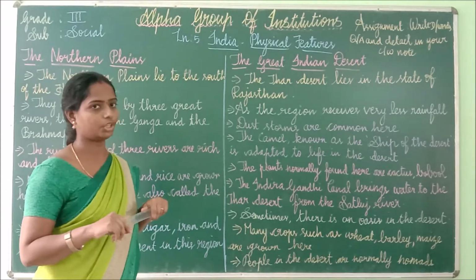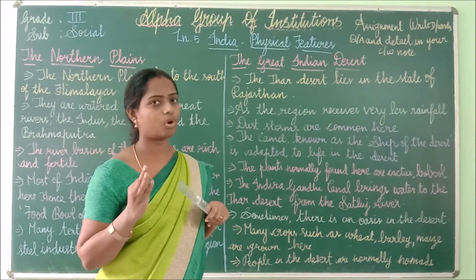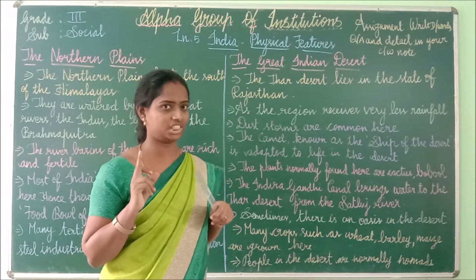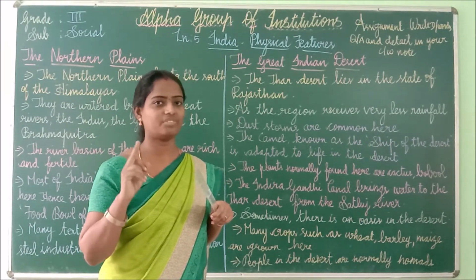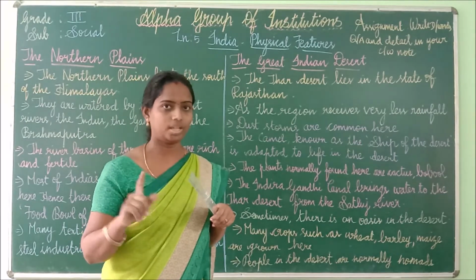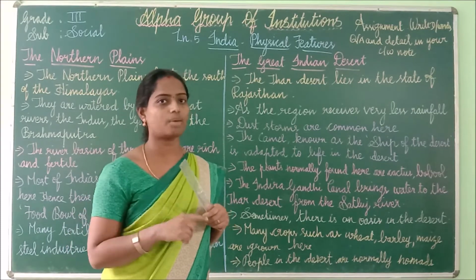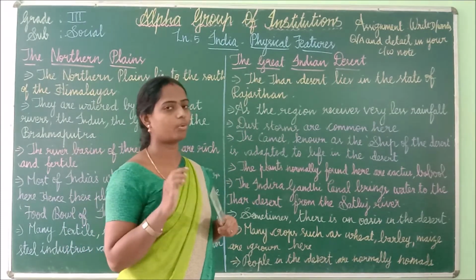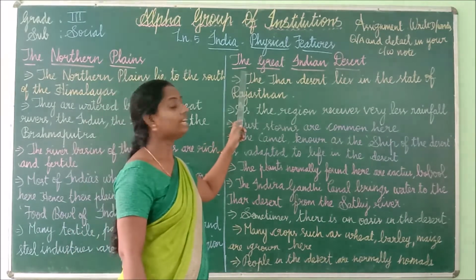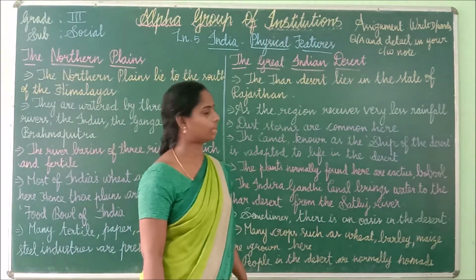Okay, then we are going to discuss the third one. What I said to you before, India can be broadly classified into 6 natural regions, isn't it? The first one is the northern mountain range that we have discussed before. The second one is the northern plains that we have discussed now. Then we are going to discuss the Great Indian Desert. Okay, shall we start this, children?